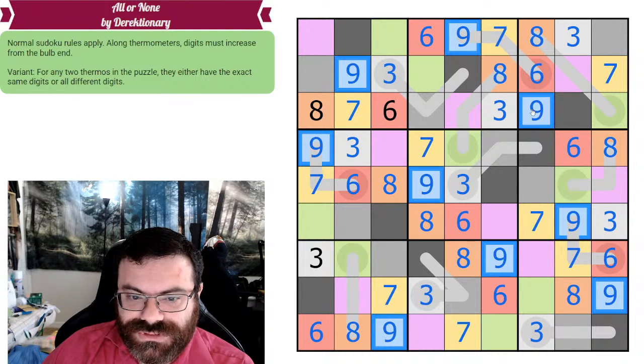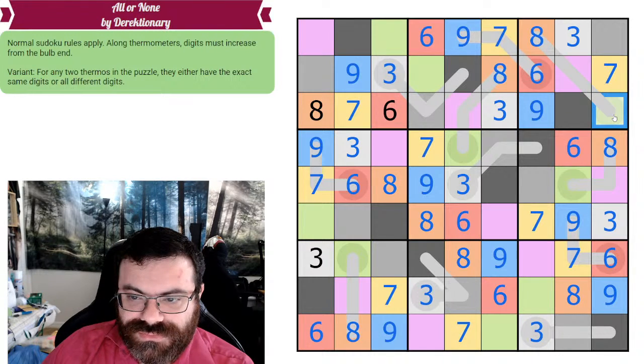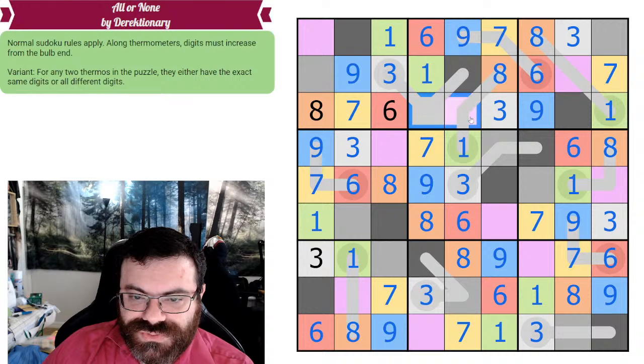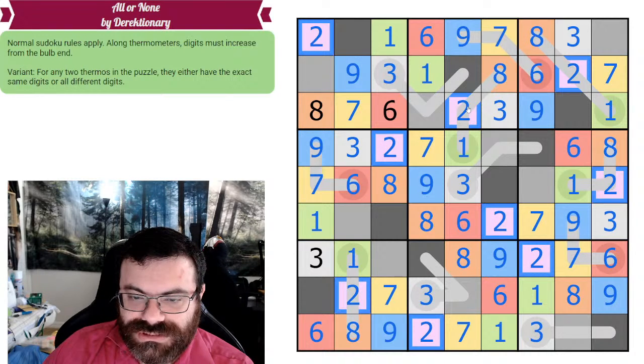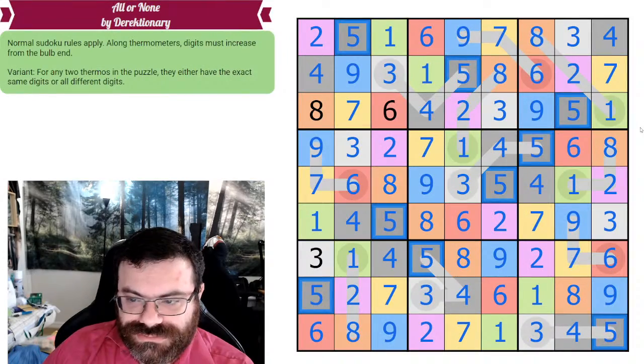Oops. Green and purple. Let's see. Well, I need a 1 somewhere, don't I? One of the bulbs is 1. How does this box get a 1? It has to be green. So that gets a 1. This box needs a 2. That's one of these two, gray or purple. So it can't be gray. So purple's 2. And then I need 4 and 5. And we're done.